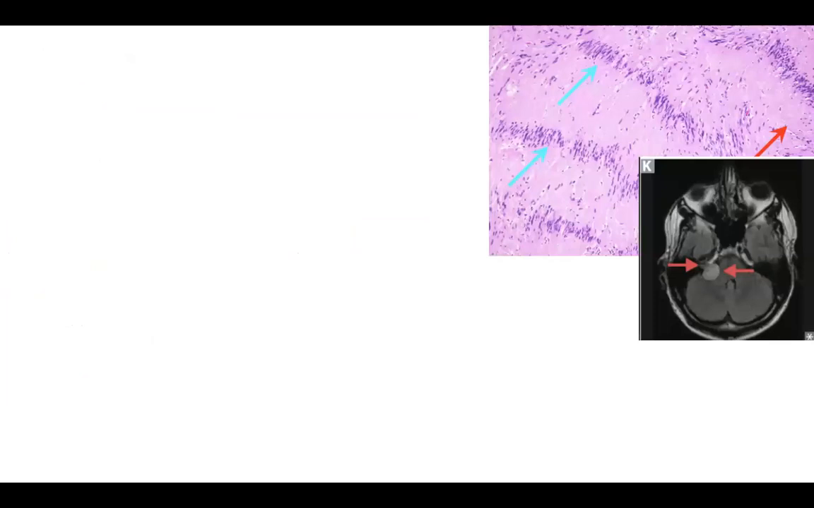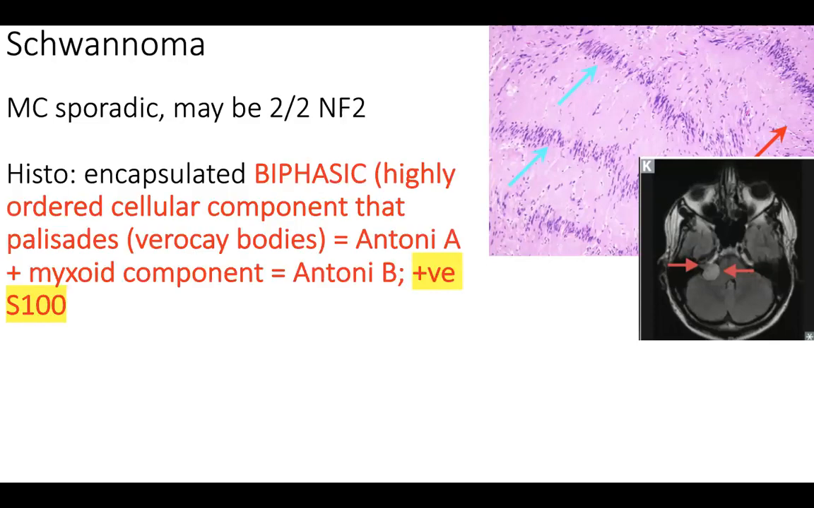Okay, so here's another brain picture. So here's the schwannomas. They're biphasic, with ordered cellular components that palisade. There are also Verocay bodies. So we have Antoni A and Antoni B. Antoni A are the components that palisade, as we can see here. And then Antoni B has that myxoid component.